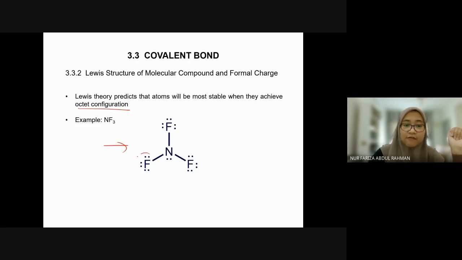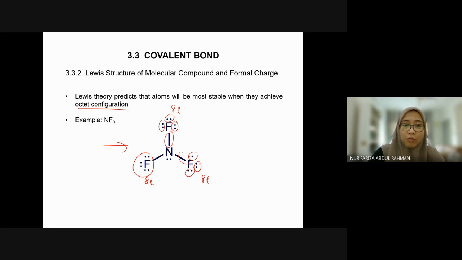Okay, cuba check for fluorine, for each fluorine. Okay, so each fluorine has 8 electron. Same goes to this fluorine also. Dia ada 2, 4, 6, 8. So 8 electron. Ini pun sama, 2, 4, 6, 8 electron. Okay, so nitrogen pun also has 8 electron.